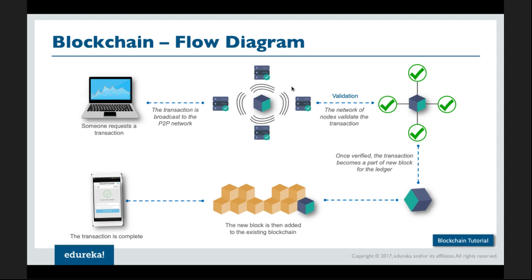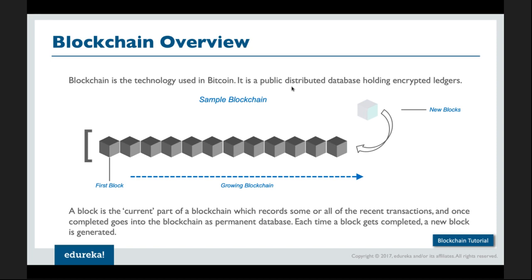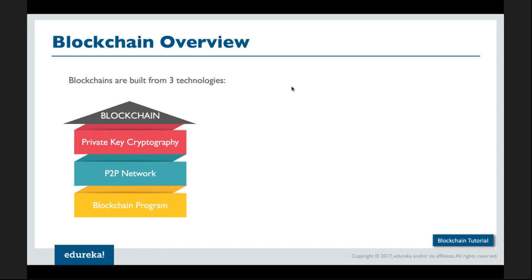The next is the overview of blockchain. As we've discussed, blockchain is basically the underlying technology which makes Bitcoin possible. So let's learn a few more concepts around blockchain. Blockchain is basically the addition of new blocks to the entire ledger. And there are three important technologies which make up the blockchain. These three technologies are used in almost every blockchain out there in the market. The first technology is private key cryptography. The second one is the P2P network. And the third one is a blockchain program. So let's move forward and understand each of these technologies in further detail.